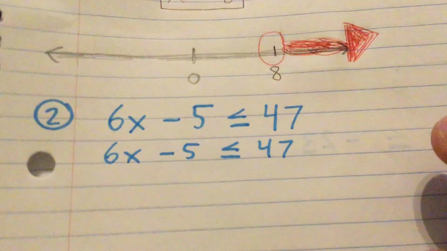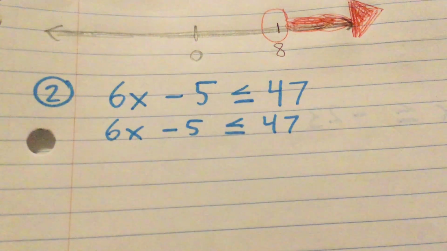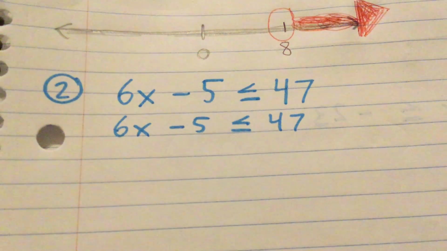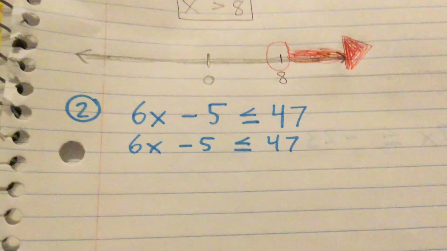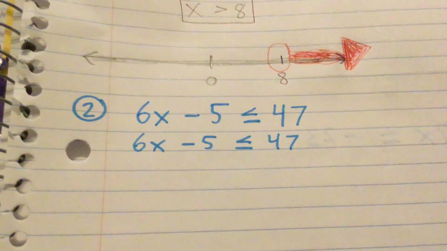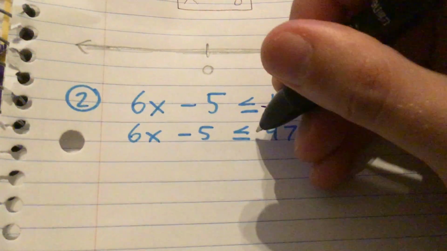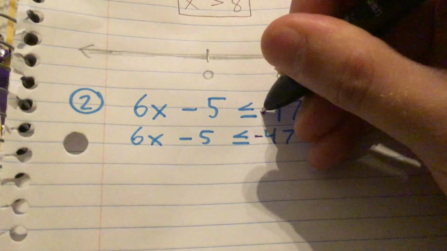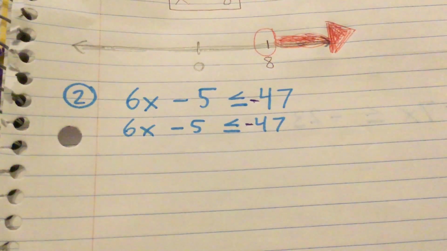All right. Number 2. 6x minus 5 is less than or equal to 47. Let's see. Oh, hang on. That should be a negative. Sorry about that, guys. 6x minus 5 is less than or equal to negative 47.